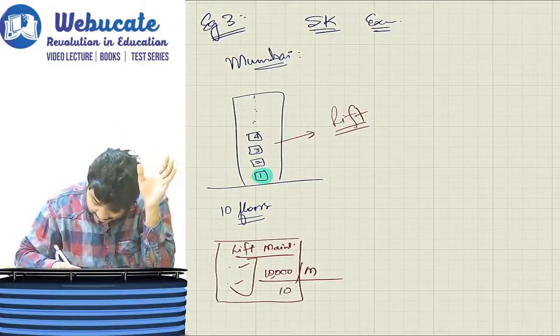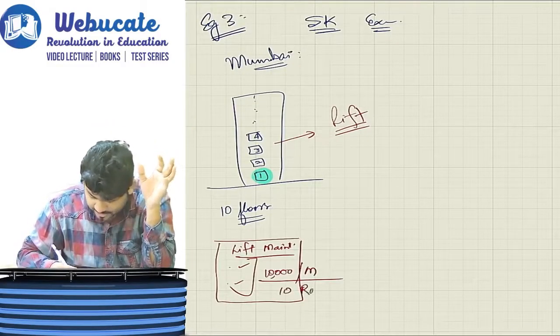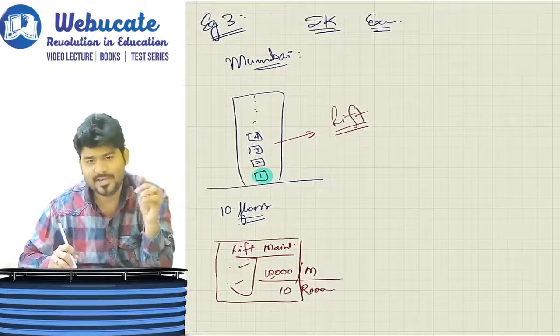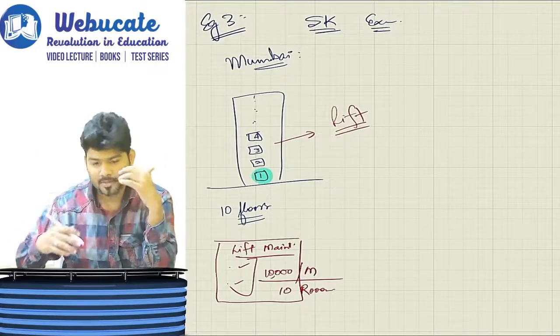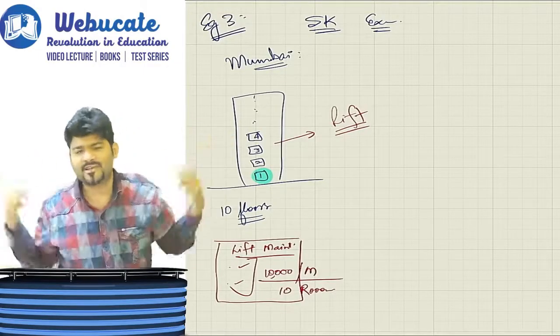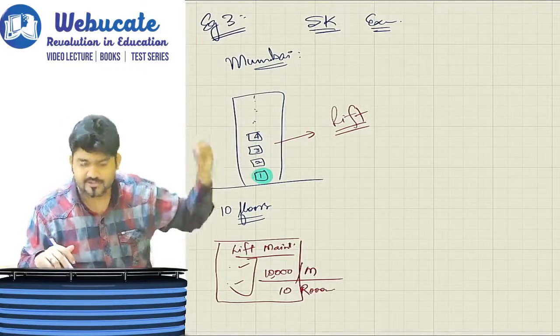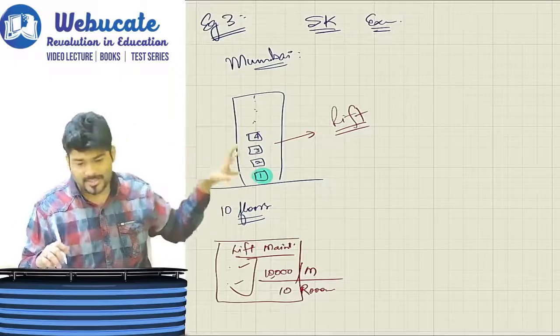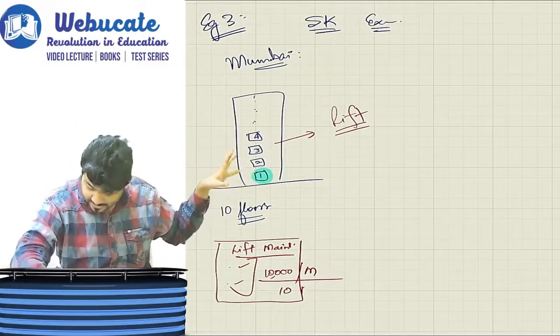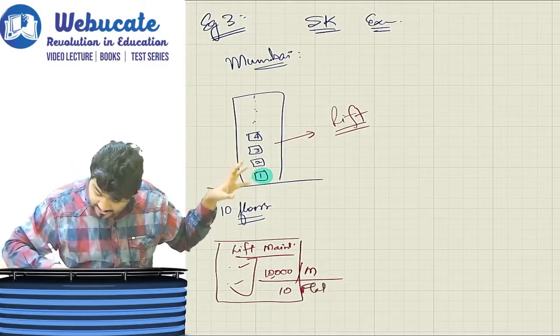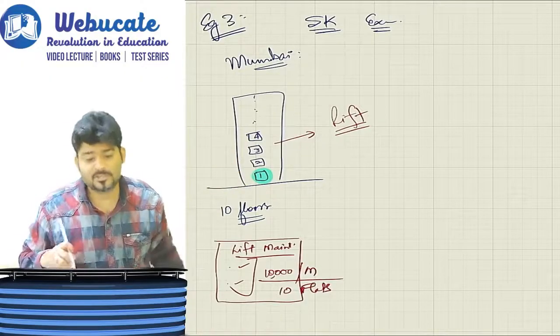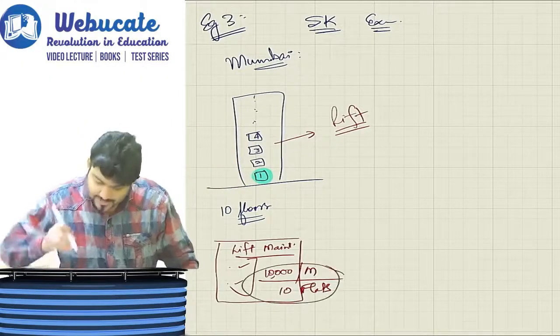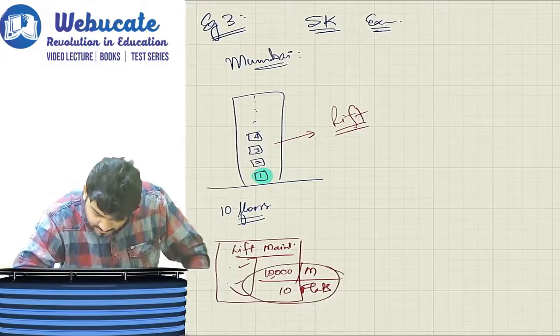And there are 10 rooms in the whole building. Every floor has one room, so every floor has one flat, you can say. First floor, first flat, second floor, second flat. So there are in all 10 flats in our building. What is the maintenance cost of the lift? 10,000 rupees.